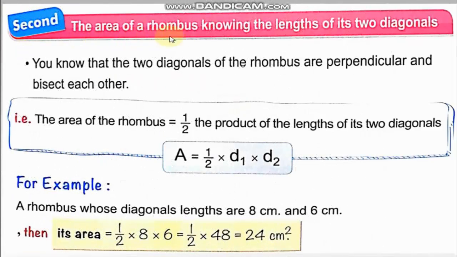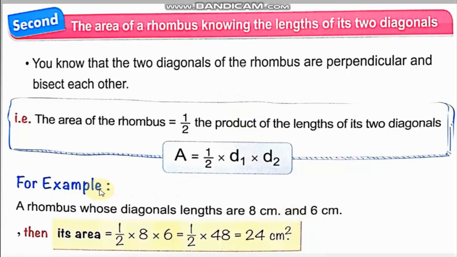Second, the area of a rhombus knowing the length of its two diagonals. You know that the two diagonals of a rhombus are perpendicular and bisect each other. So we can say that the area of a rhombus equals half the product of the length of the two diagonals, or in simplest form A for the area equals half times D1 times D2, D for diagonal. For example, a rhombus whose diagonal lengths are 8 centimeters and 6 centimeters.